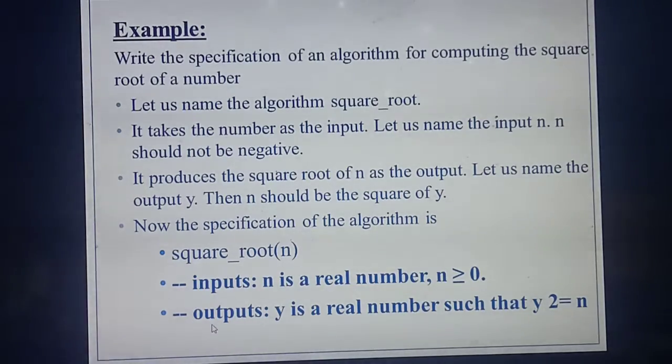What's the next line? Property of the output. So what's the property of the output, or what's the relation between input and output? In the third line, always you should give the property of the output as well as the relation between input and output. So input you are giving n. So for output, what's the variable you are declaring? Y. So if you are giving a real number as input, what output will you get? Output also you will get as a real number, isn't it?